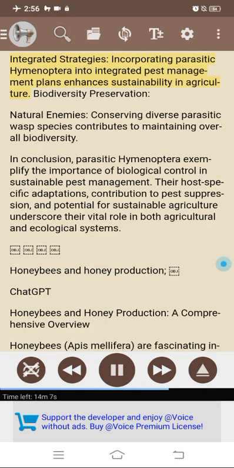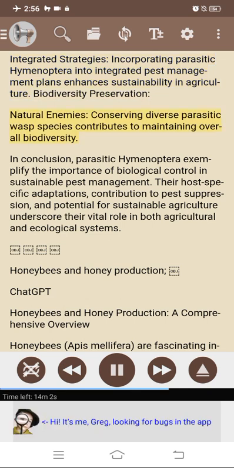Insect pest management. Integrated strategies. Incorporating parasitic hymenoptera into integrated pest management plans enhances sustainability in agriculture. Biodiversity preservation. Natural enemies. Conserving diverse parasitic wasp species contributes to maintaining overall biodiversity.